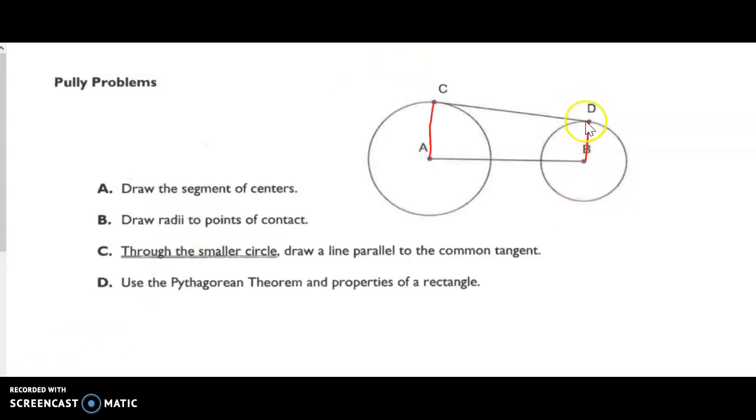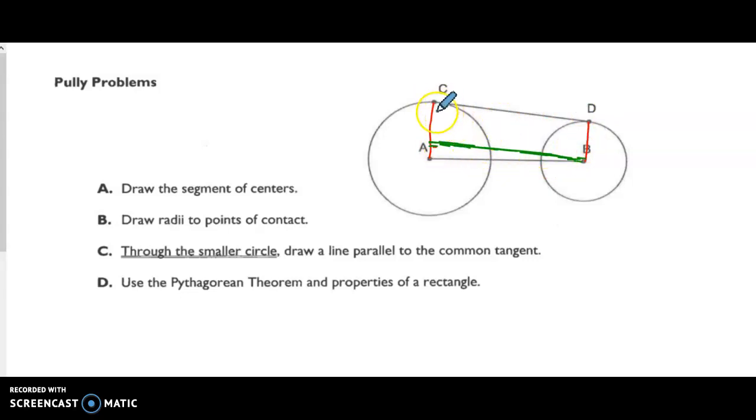So this is what I drew, these red lines here. Those are the radii to points C and D. And then it says through the smaller circle, draw a line parallel to the common tangent. So I drew this green line here. From the smaller circle, I'm going to draw a line that's parallel to CD. And so we draw this line here.